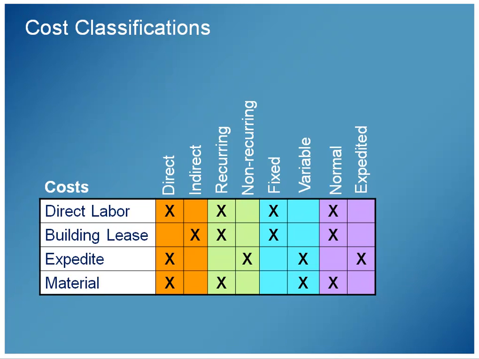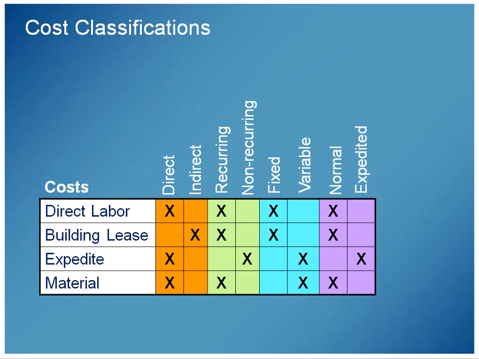Recurring versus non-recurring, that's a recurring cost. We have to pay labor next month and the month after that and the month after that. It's a fixed cost in the sense that it's not a variable cost, it's not going up. And then it's a normal cost, it's in our original budget. Unless we were hiring somebody to double up the labor, that would make it an expedited cost. But direct labor is a normal cost, and I'm assuming that was in my original budget.